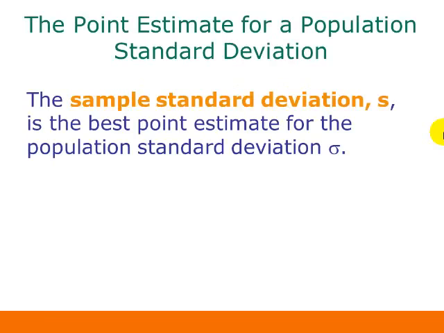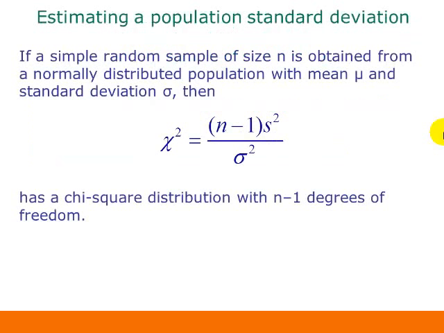So first of all, let's talk about the point estimate for a population standard deviation, since that's what we're trying to estimate in this section. The sample standard deviation, s, is the best point estimate for the population standard deviation, sigma. The chi-square distribution is what we're going to use when we're estimating a population standard deviation.